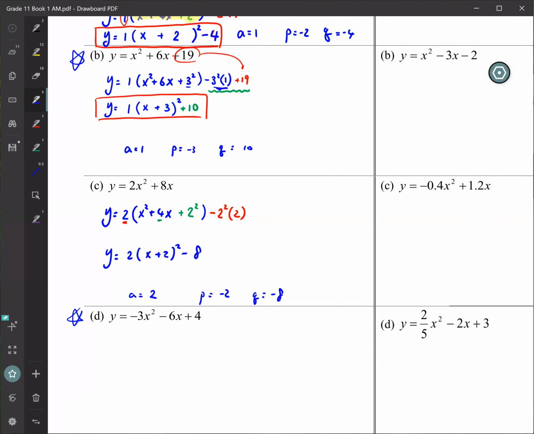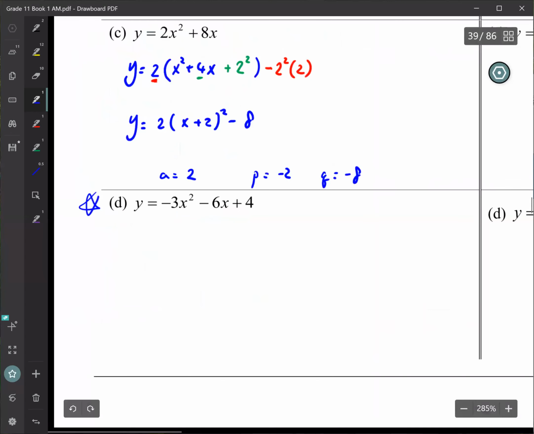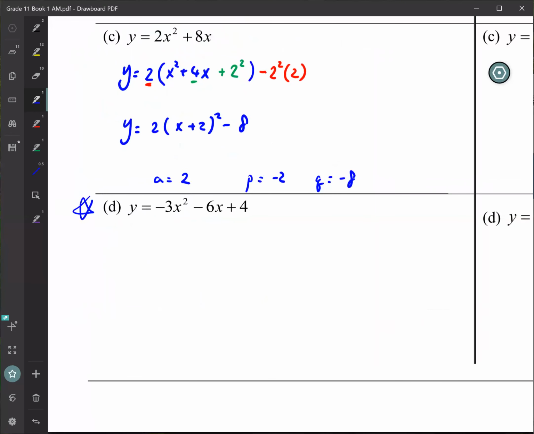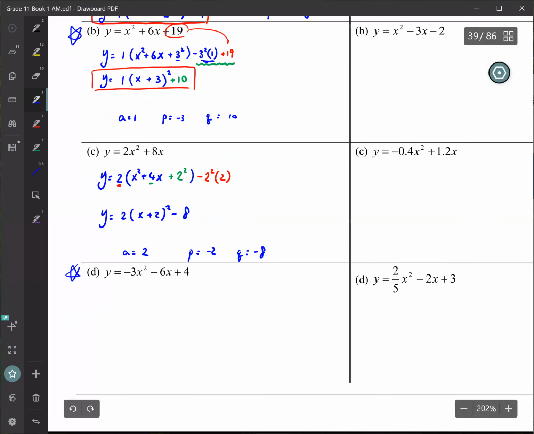So the steps are all the same. Factor A, divide by 2, balance. Okay, so I'll let you try question D. I won't say a word. And when you finish, we'll all check the answer together. So think about what you did with the extra number at the back, okay? Same as question B.